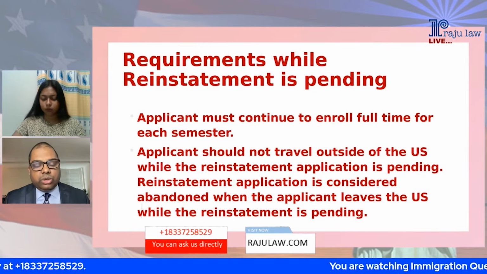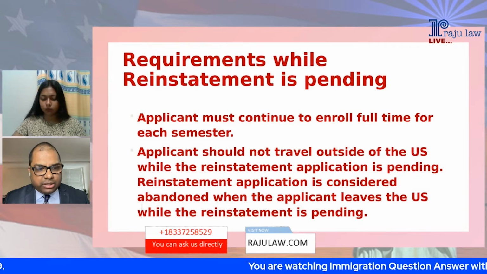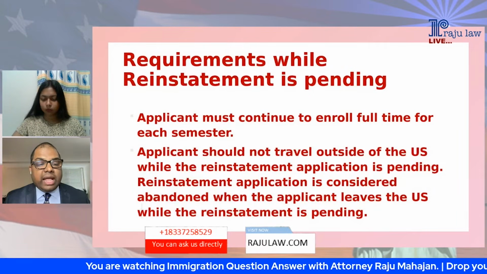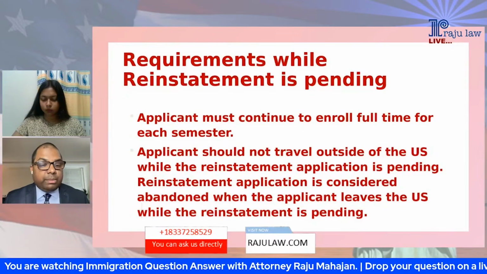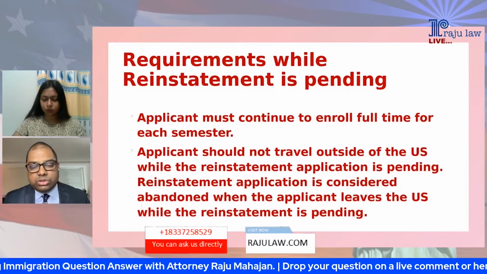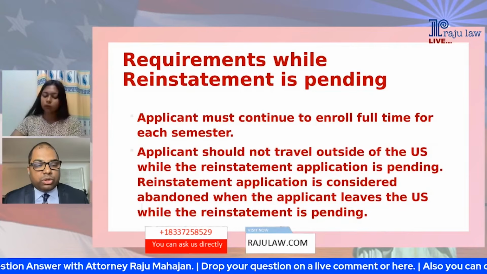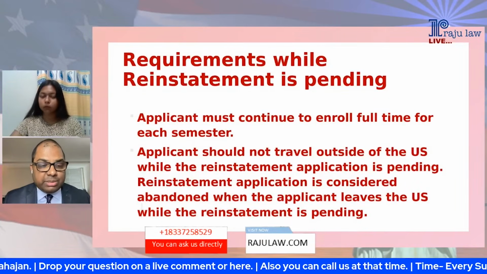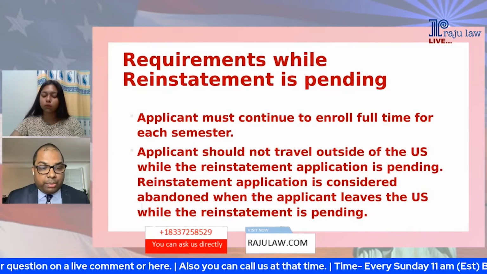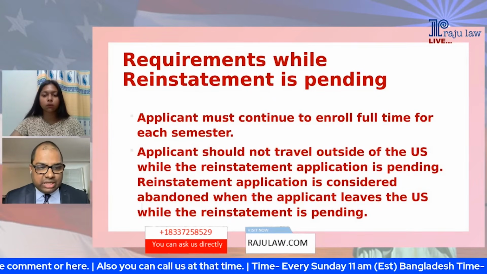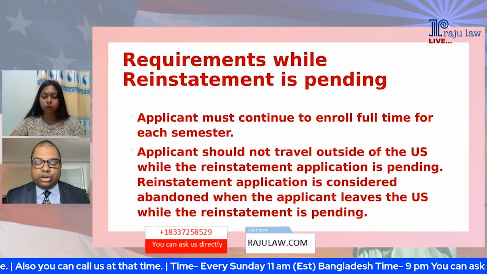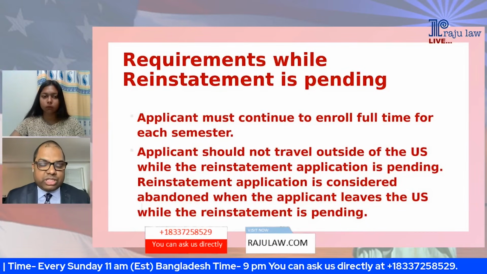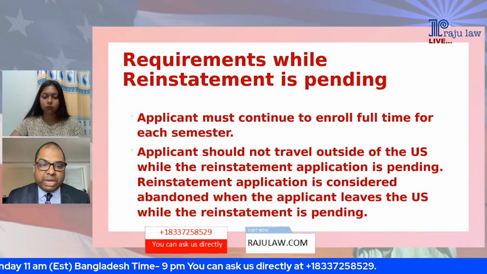Meaning, let's say you got an I-20 in January, in the spring semester, you applied for reinstatement, and then the processing is still pending. In the summertime, usually you do not need to enroll in school, but if it goes to fall, you have to get another I-20 for the fall semester, and you have to submit a copy of that I-20 to USCIS. You have to send it to add to your application. So you have to be enrolled each semester while your application is pending.